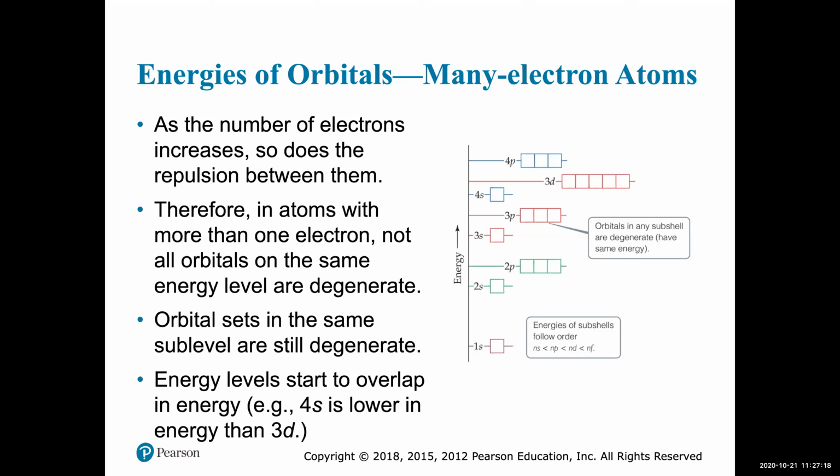We also start to see some overlap. So we start out at 1s, then we get to 2s, then 2p, and we're going, okay, 3s, 3p, but now instead of 3d, we have 4s, then we have 3d, then we have 4p. So this is what we talk about when we talk about some of this overlap in energy. And so it gets a little more complicated as you start adding more and more electrons to sort through the energy levels.